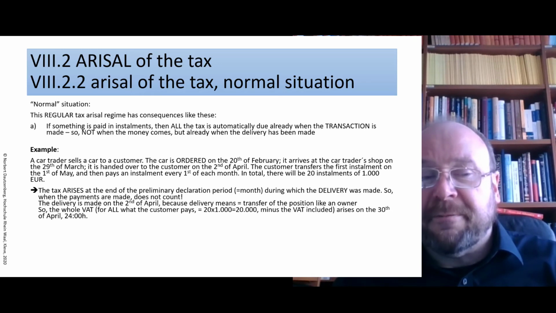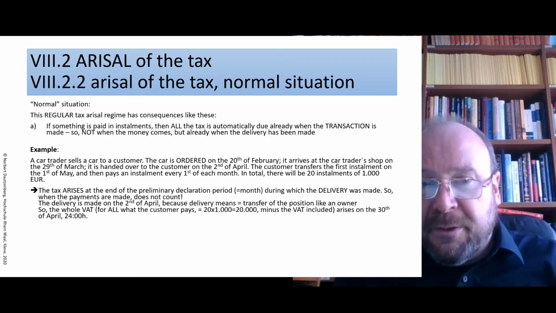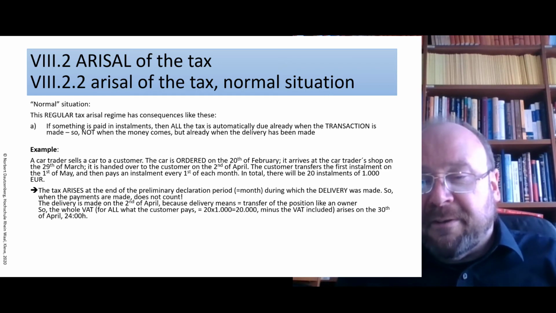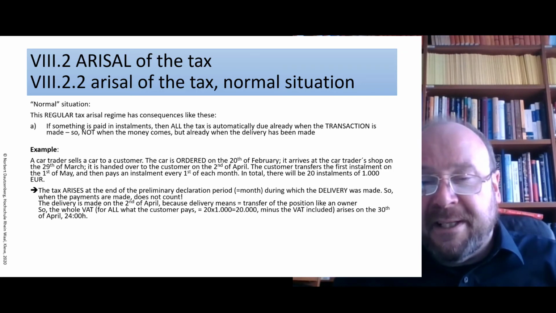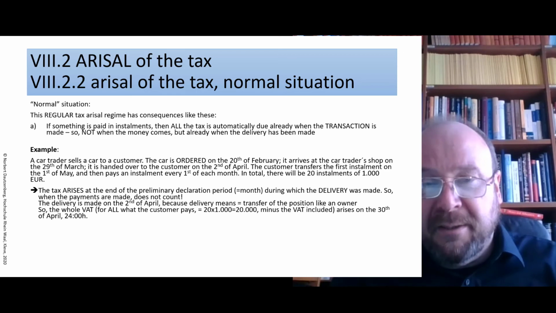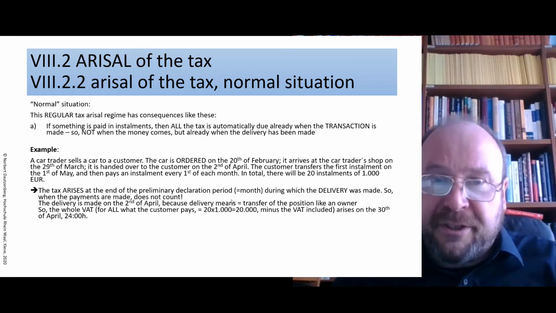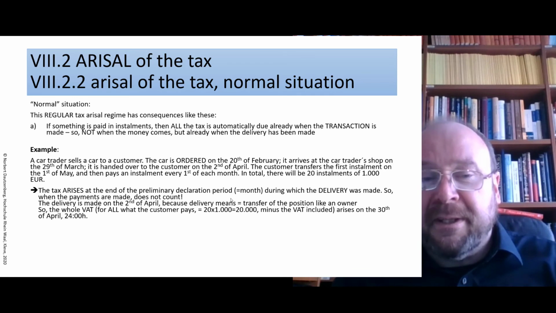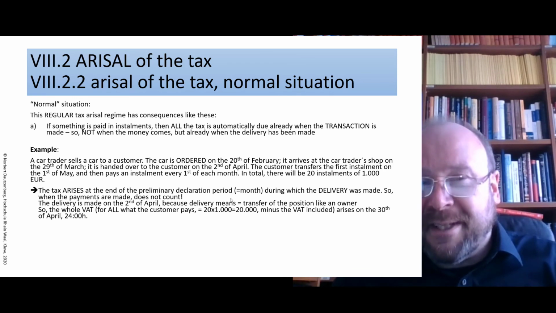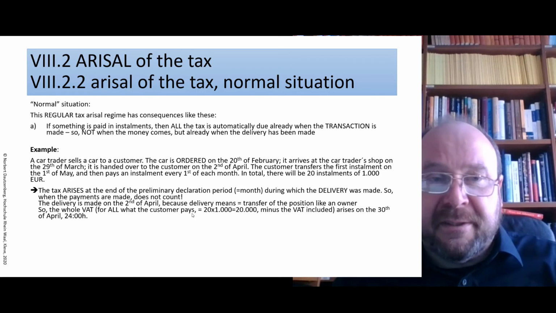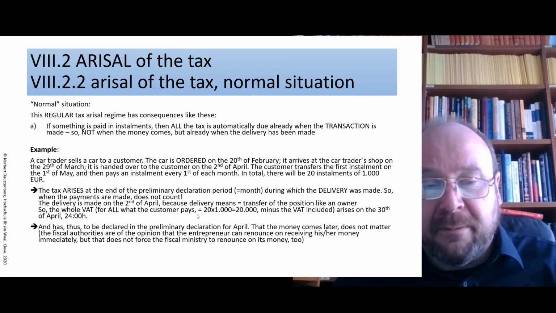So if a good is delivered in April, and the first installment of the payments arrives in May, then nevertheless the full tax on the tax base, so all that will be paid by the customer, arises at the end of the preliminary declaration period during which the delivery was made. When the payments come has no importance. The delivery was made on the 2nd of April in my example, so at the end of April the tax liability arises, so it has to be declared in the preliminary declaration period for April.